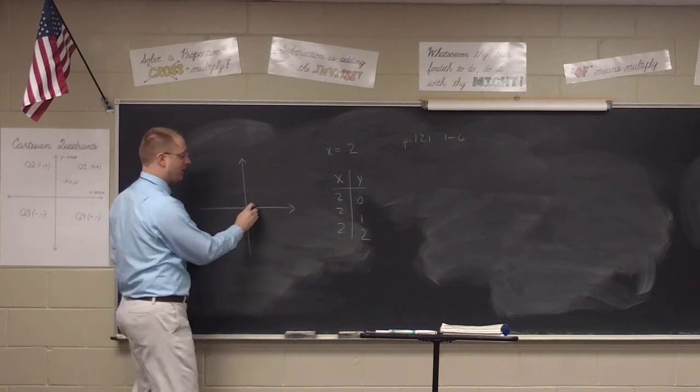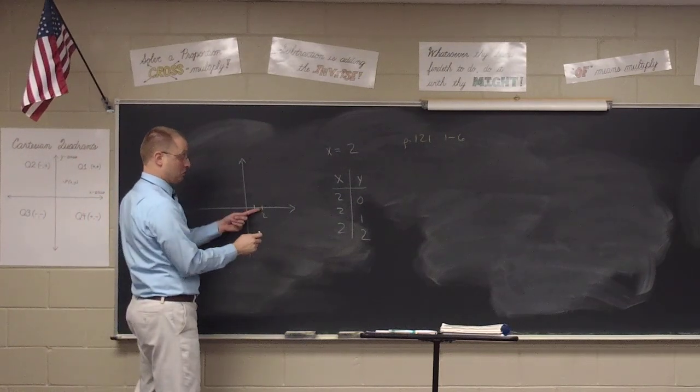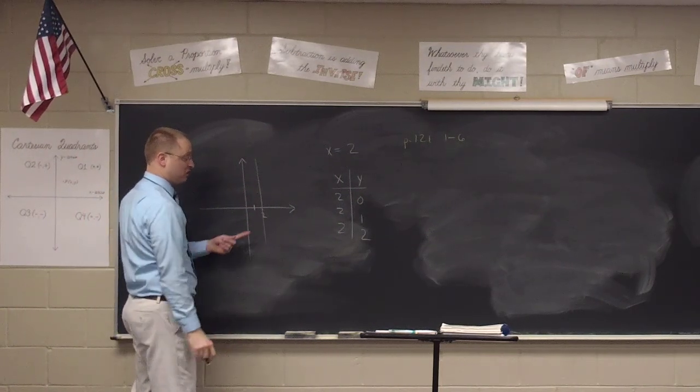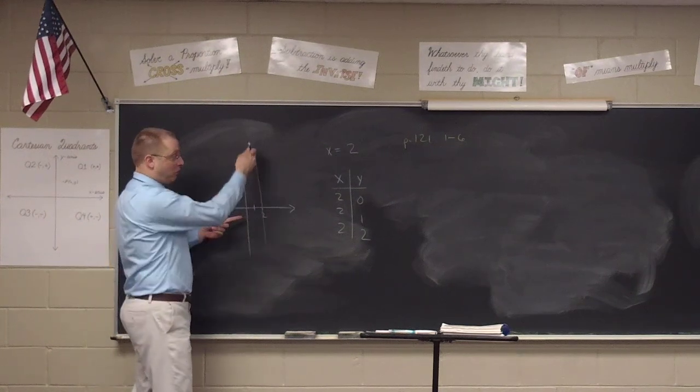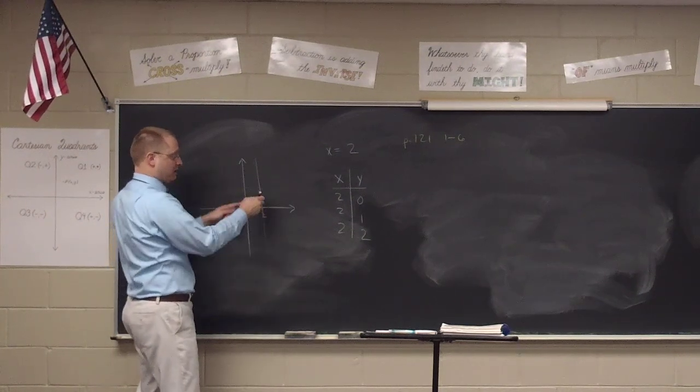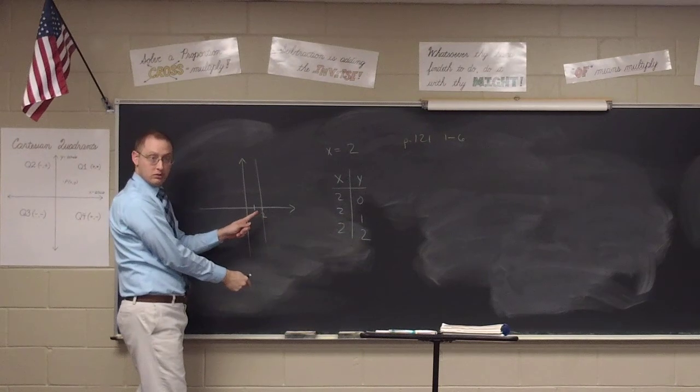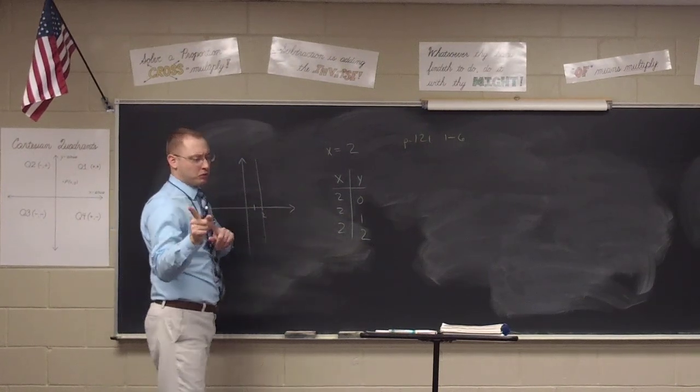An undefined line where x is 2. Doesn't matter what y value you have. All different y values, but x always stays 2. Does that make sense? So, now we've seen that.